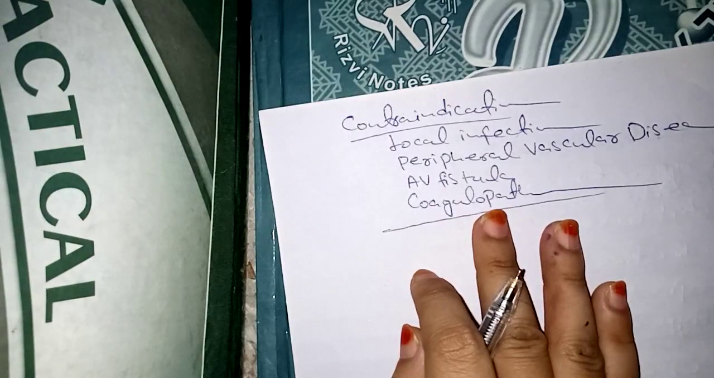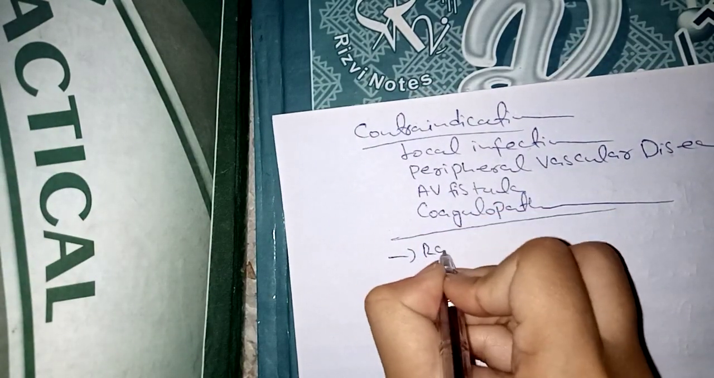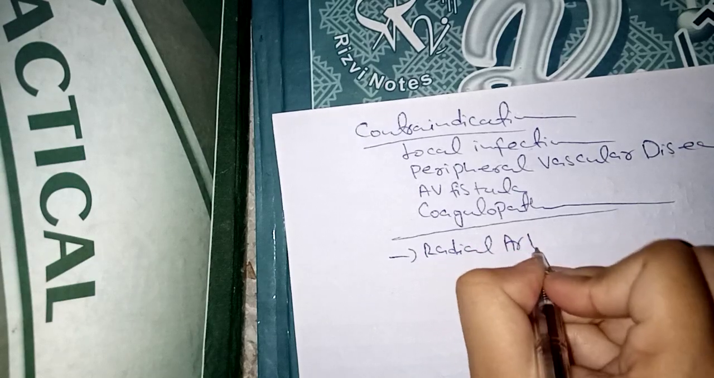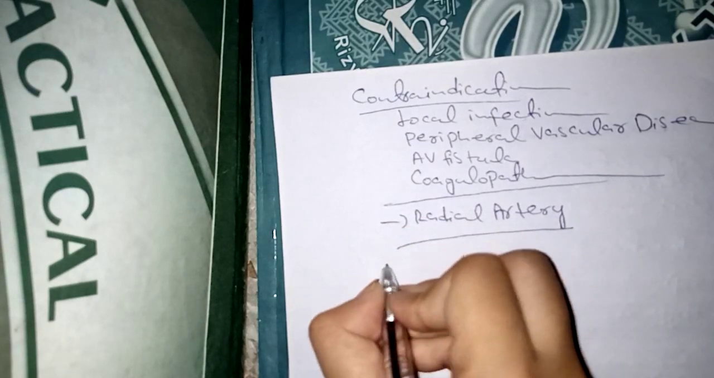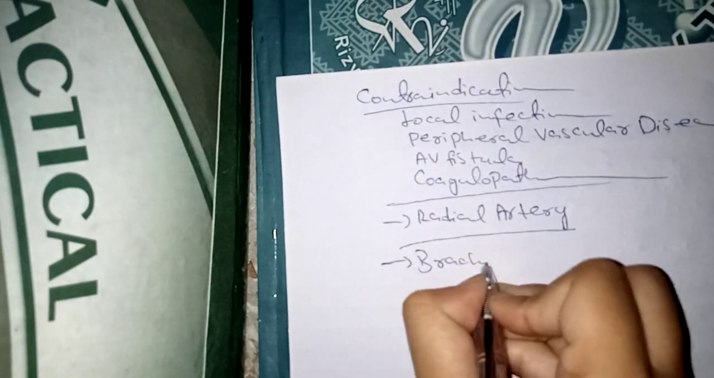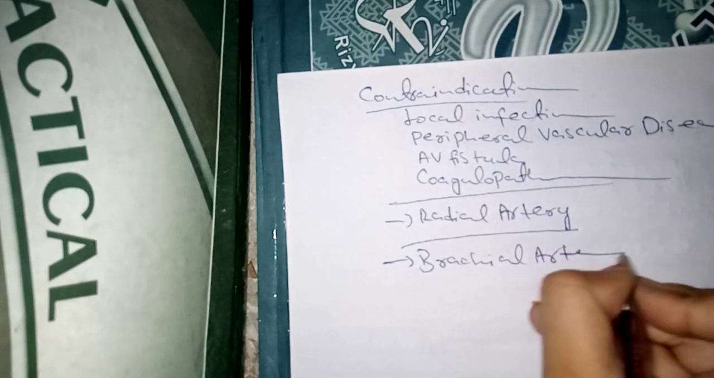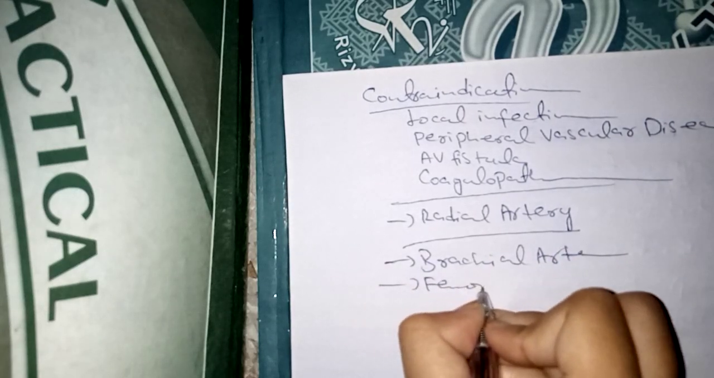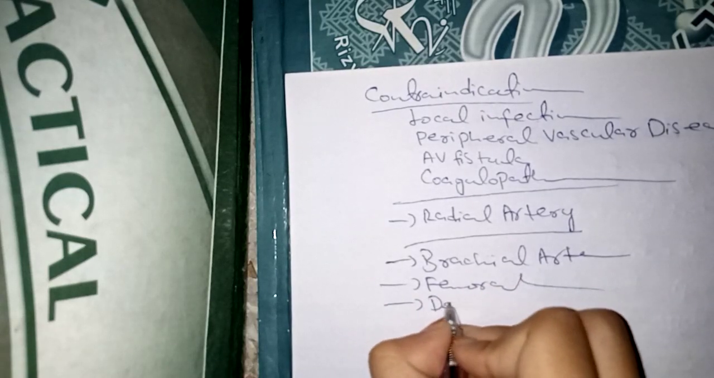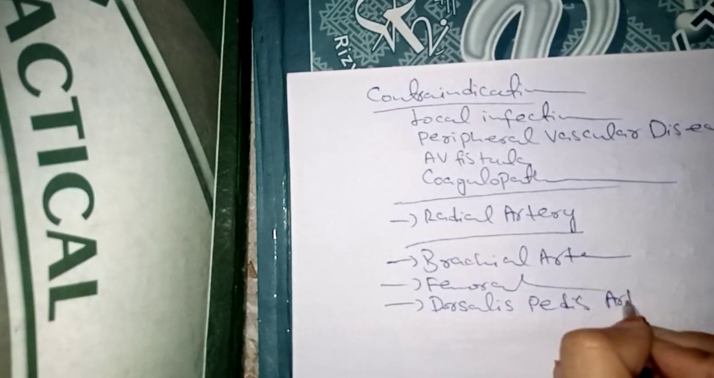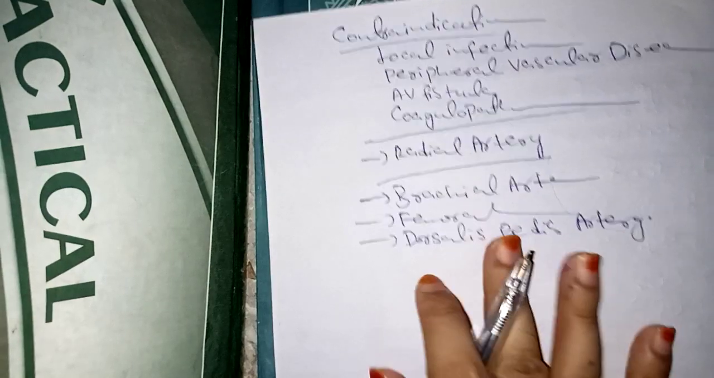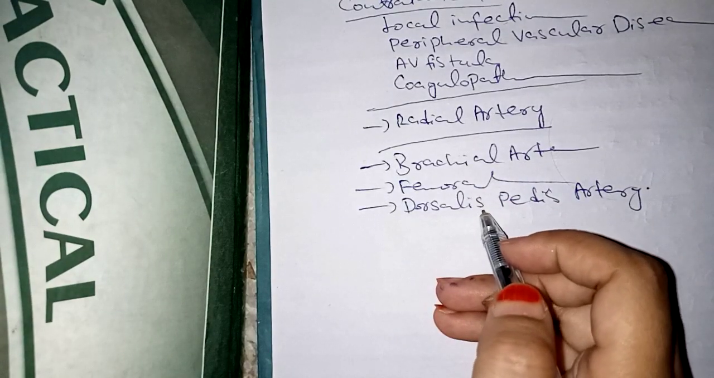And its proper sites for sampling: radial artery, its most suitable site because it's a superficial artery, brachial artery, femoral artery, or dorsalis pedis artery. The most suitable site is the radial artery.